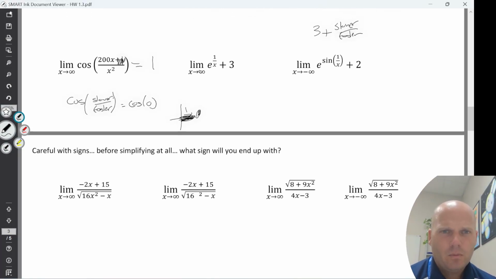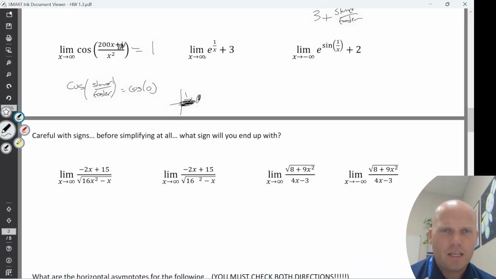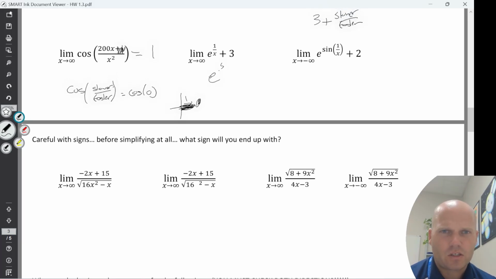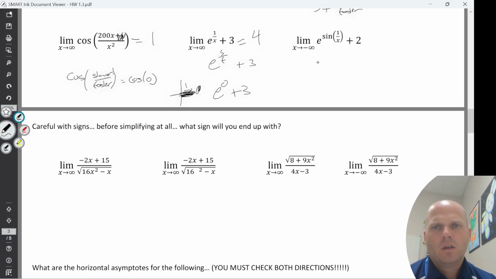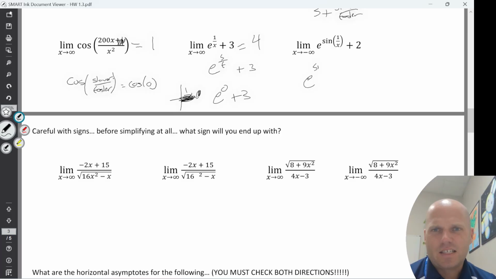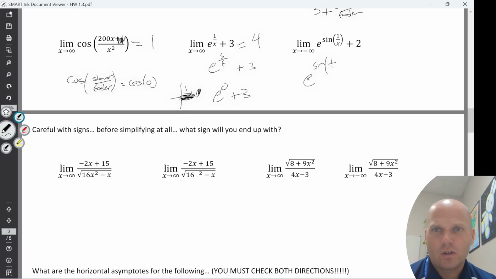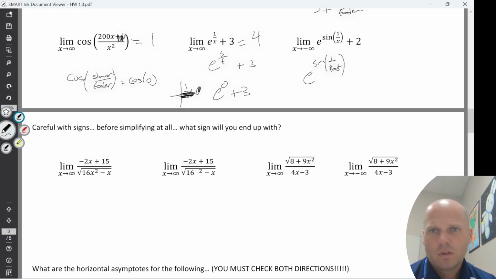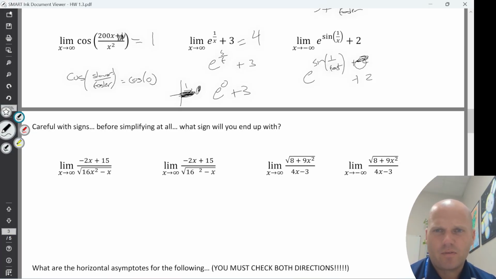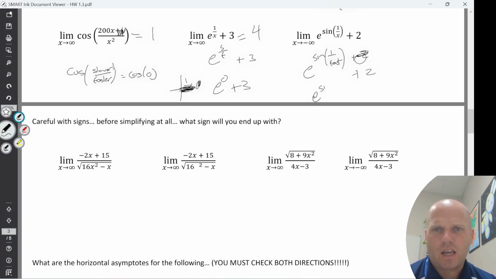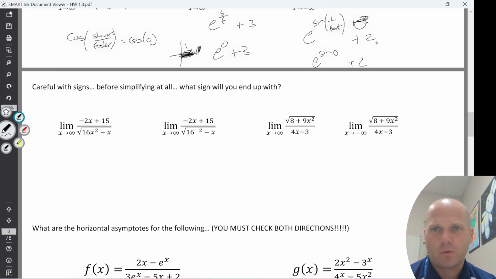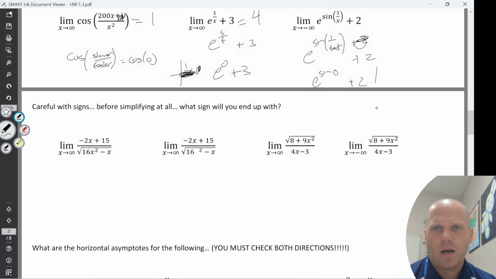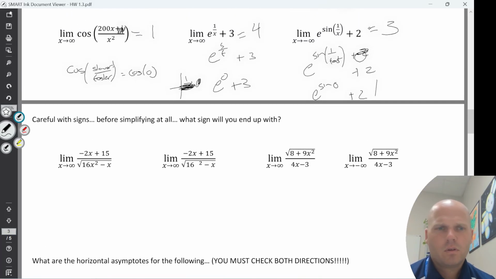What about here? Well, I plug in infinity, it would become e to the slower over faster, so e to the slow over faster plus 3. Well, that ends up being e to the 0 plus 3. Oh, that's going to be 4. What about this? It's e to the sine of 1 over faster plus 2, it looks like. So this would be e to the sine of 0 plus 2. Sine of 0 is 0. e to 0 is 1. 1 plus 2 is 3. So just some interesting problems that might happen.